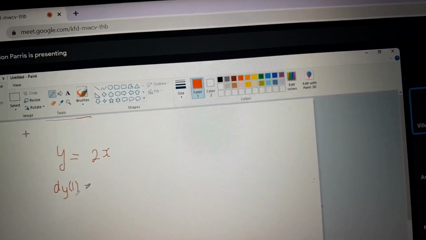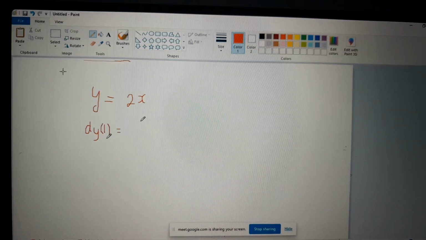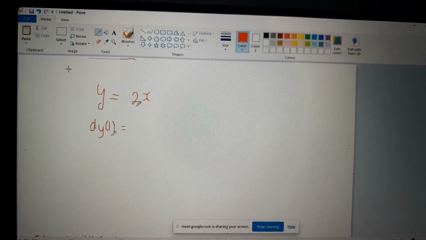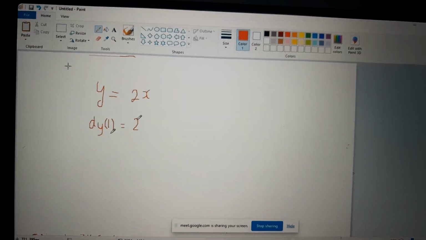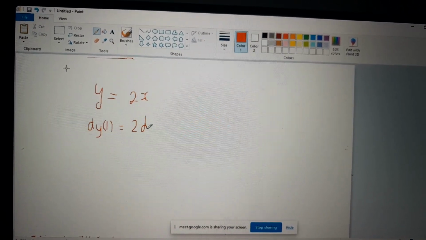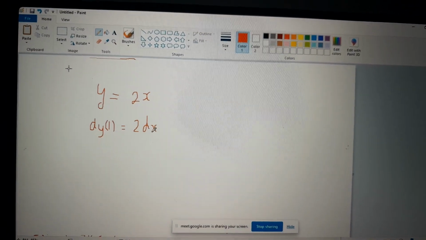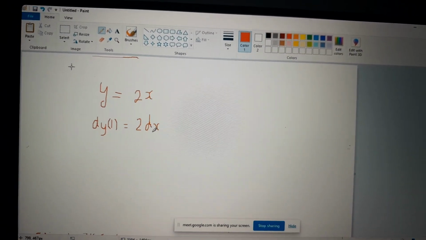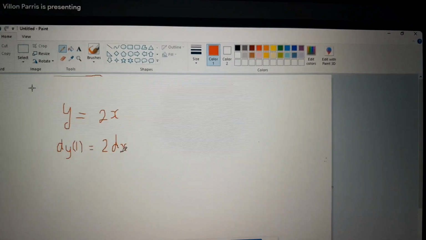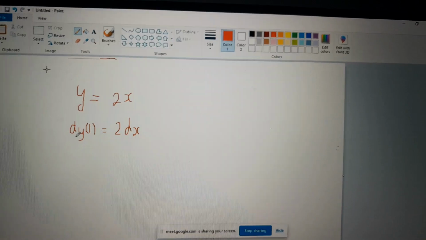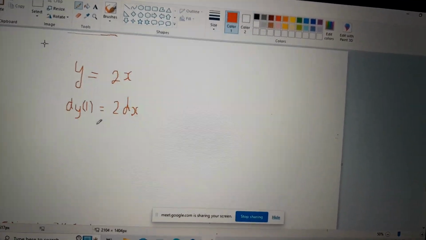Good. Now, when I'm differentiating x, I'll get 2, and I have to write dx. This dx simply means I am differentiating with respect to x. Are you following so far? Yes, sir.